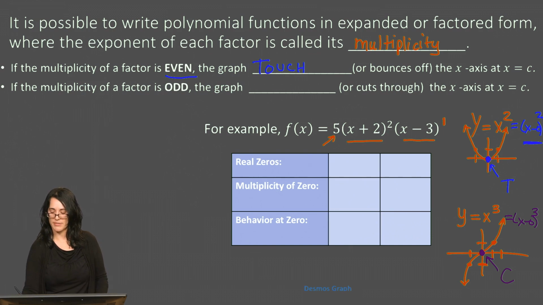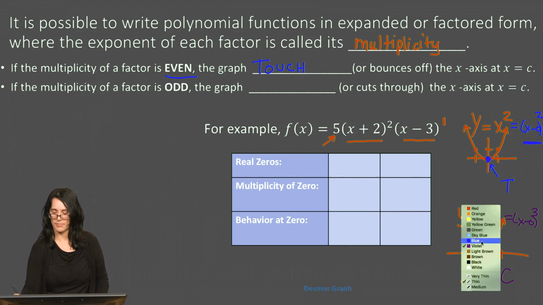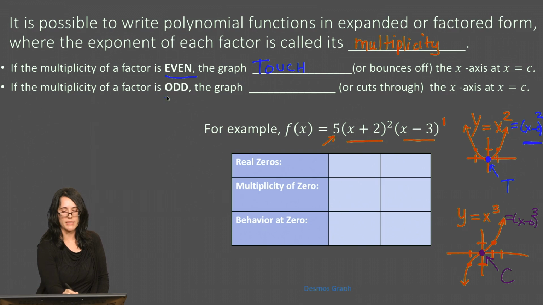That brings us to our second fill in the blank up here. If the multiplicity of our factor is odd, then the graph must be crossing or cutting through the x-axis at that location.